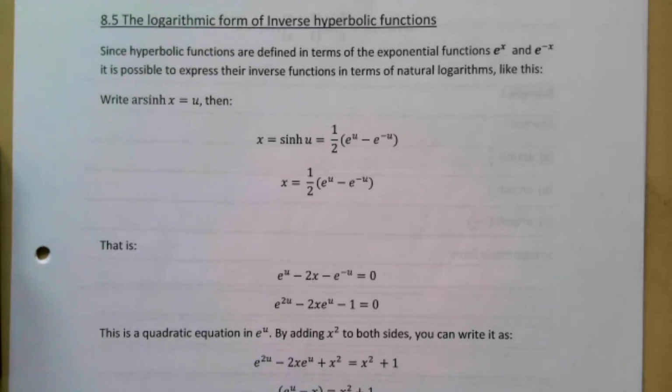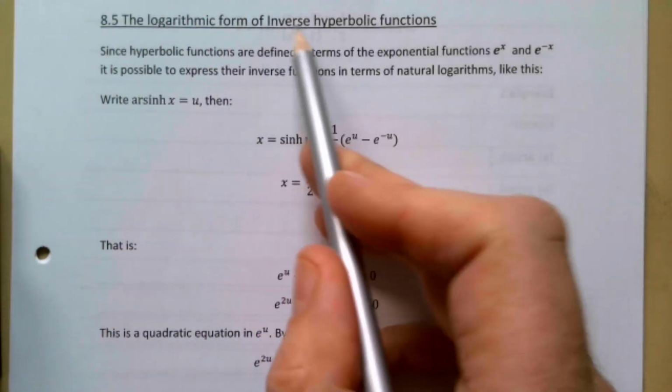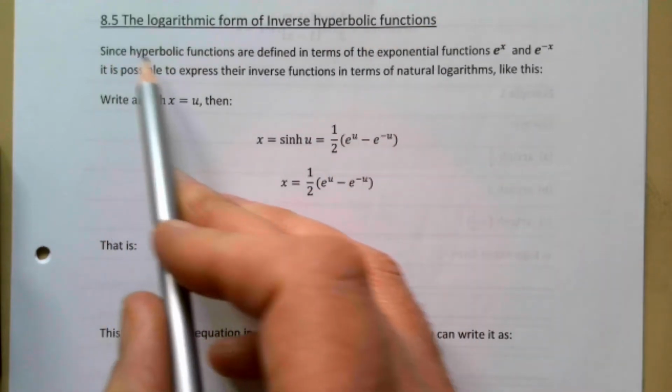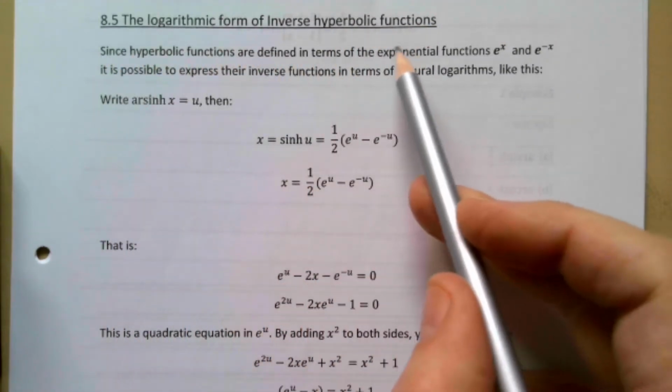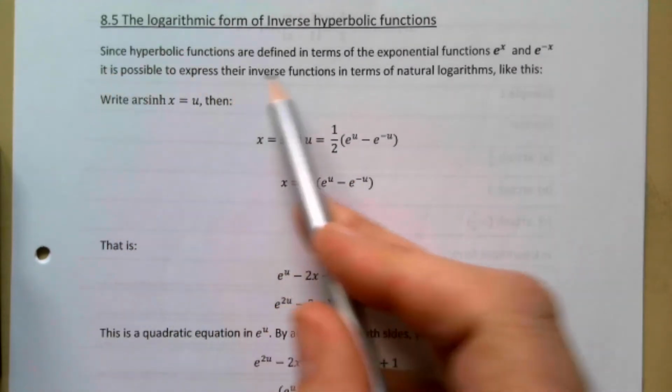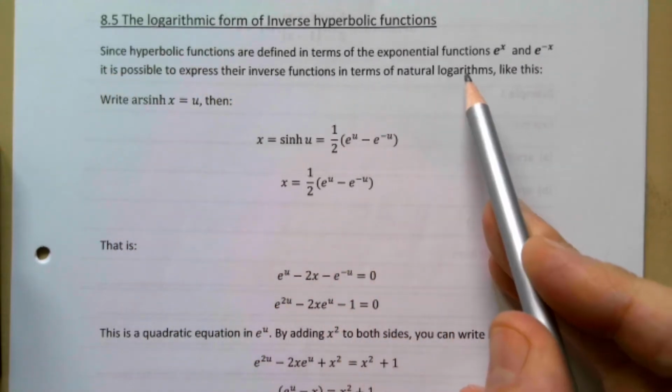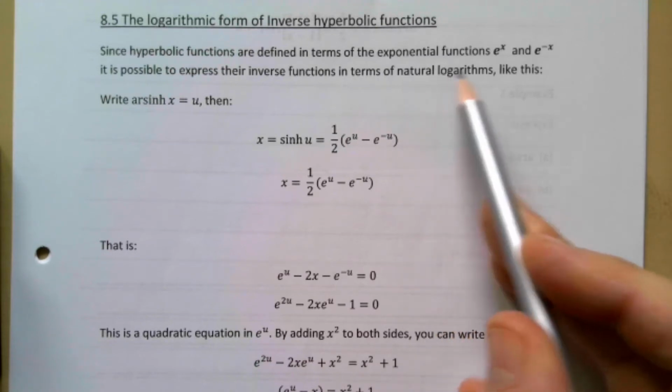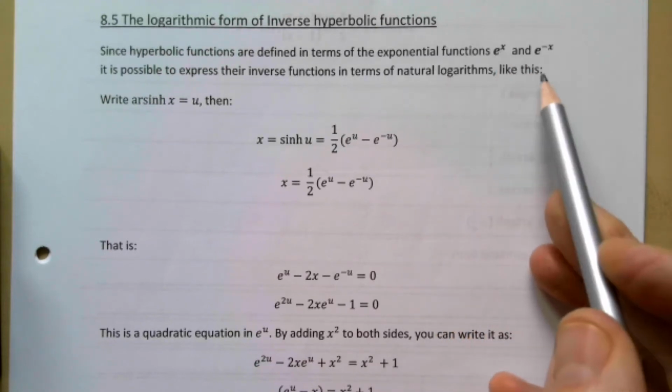Okay, just to talk through then, this is 8.5, logarithmic form of inverse hyperbolic functions. Since hyperbolic functions are defined in terms of the exponential functions e to the x and e to the minus x, it's possible to express their inverse functions in terms of natural logs, because ln x is the inverse of e to the x.